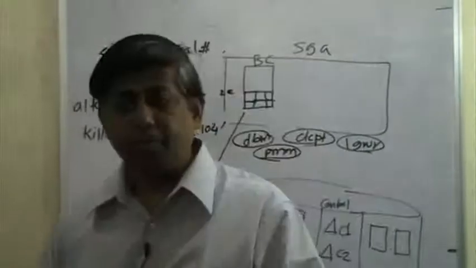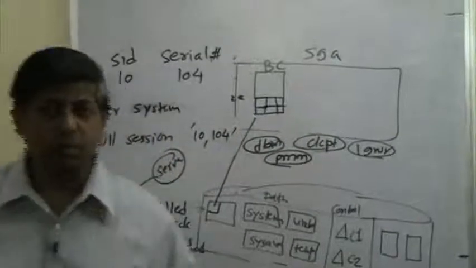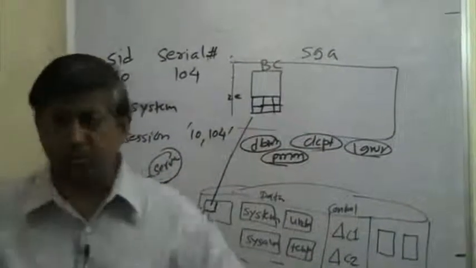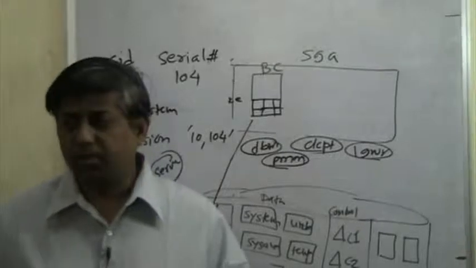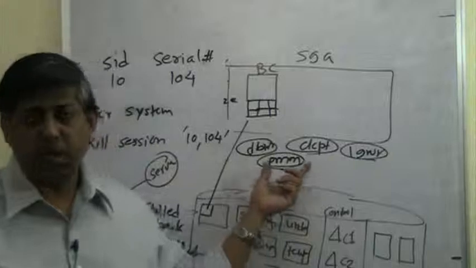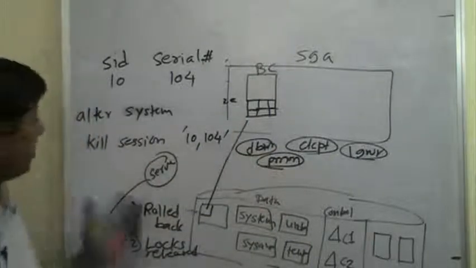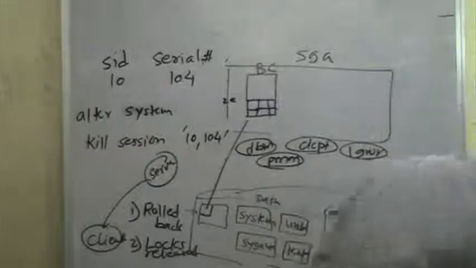Many times it does happen that you execute this command, alter system kill session, with the SID and serial number, and this command doesn't kill the session immediately. It takes maybe 5 minutes, it takes maybe 10 minutes. That is because PMON is working behind the scenes to do the cleanup activity, which is rolling back and releasing the locks. So that is what happens when we type the alter system kill command.